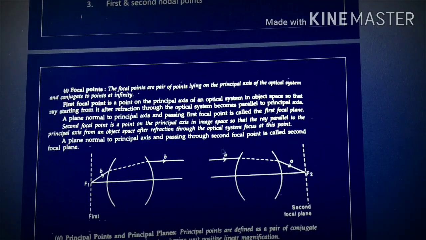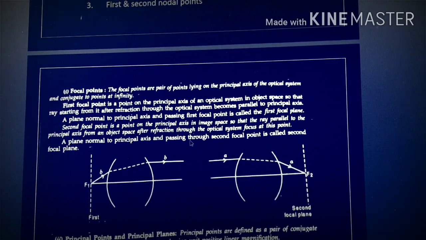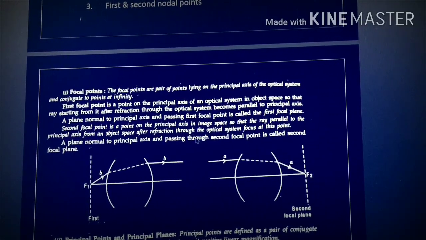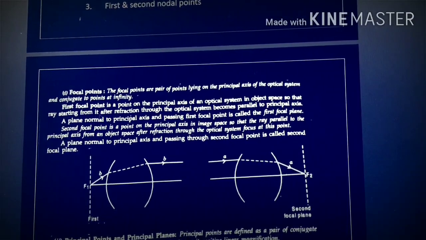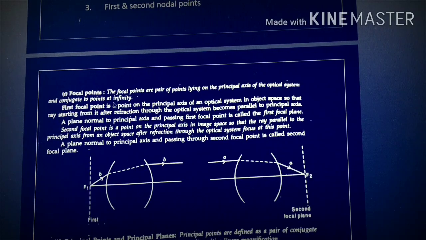So today, first we discuss focal points. Focal points are pairs of points lying on the principal axis of the optical system and conjugate to two points at infinity. These are the two points: the first focal point and the second focal point. Both are conjugates, so they lie at infinity.